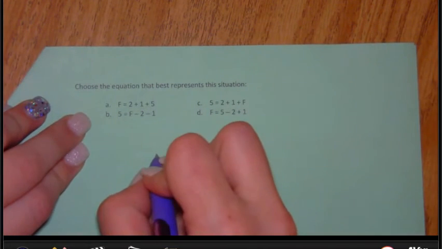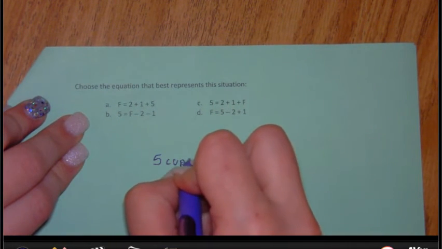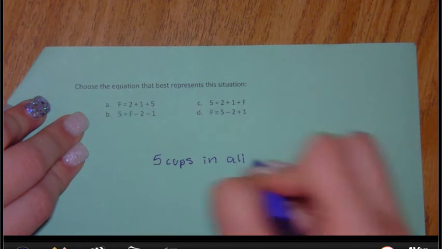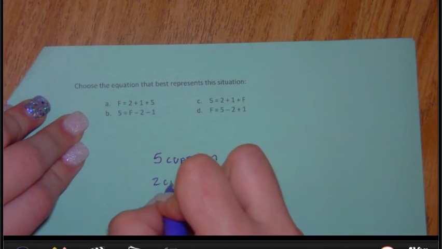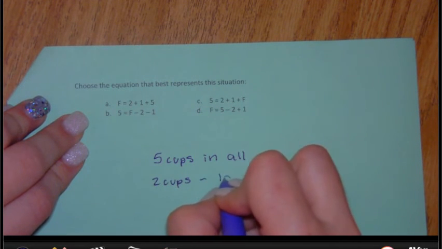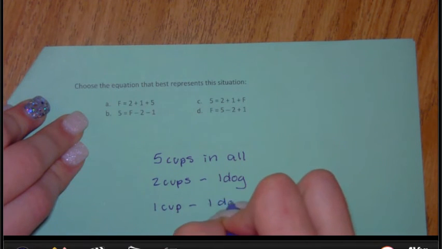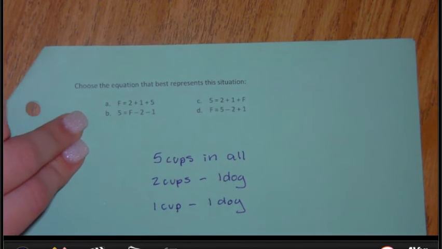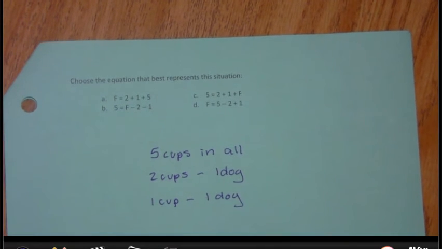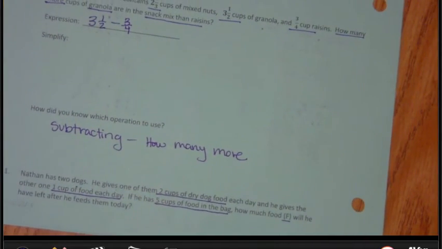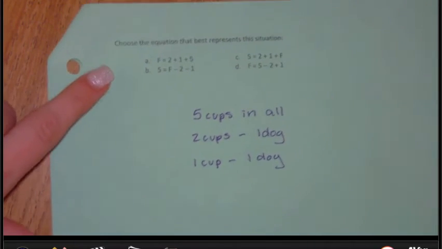Okay, so I'm looking right here, so I know my equations. So I'm going to rewrite what I know. I have 5 cups in all. Okay, I know that 2 cups goes to 1 dog. 1 cup goes to 1 dog. Okay. And I want to know which one of these shows me how much food will he have left. Okay, I want to know how much is going to be left at the end of the day.